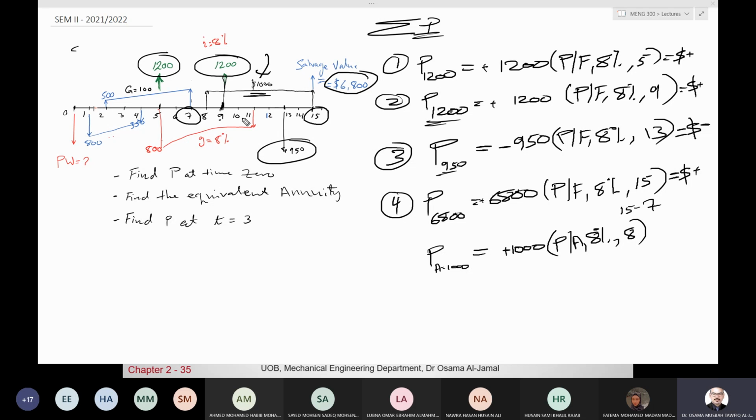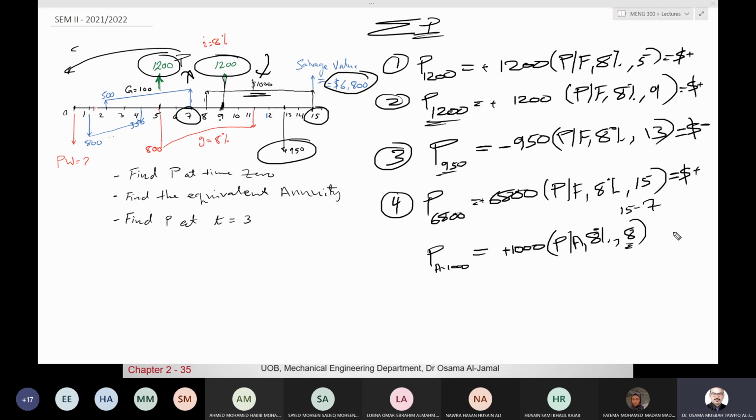Just count how many cash flows we have: 1, 2, 3, 4, 5, 6, 7, 8 cash flows inside that annuity. This is the number of cash flows in that annuity. But what we found now is the present value at time 7. It is here, but actually it has to be where? At time 0.